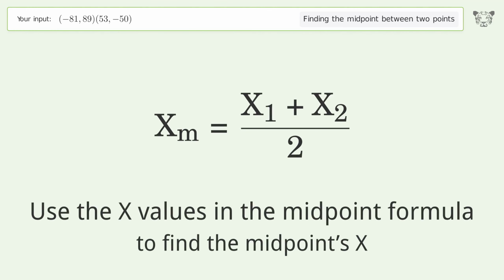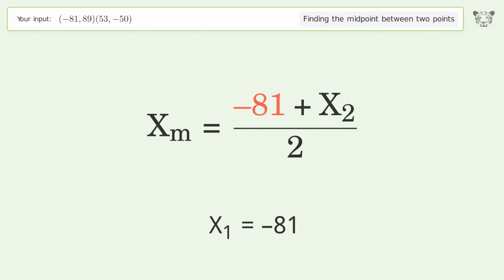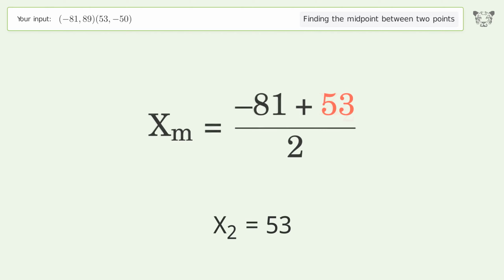Use the x values in the midpoint formula to find the midpoint's x. x1 equals -81. x2 equals 53. Simplify the arithmetic.